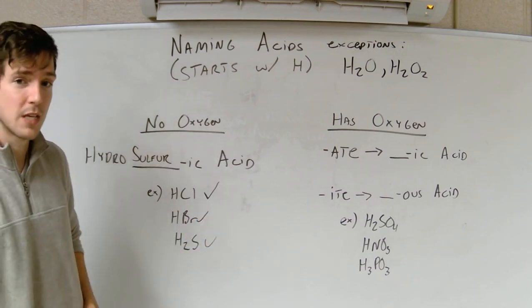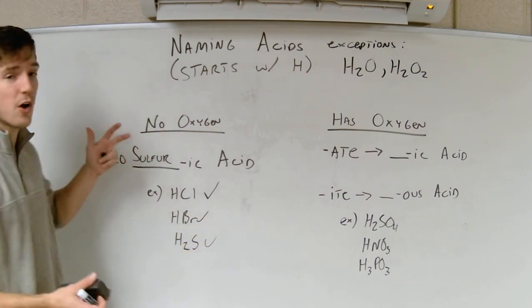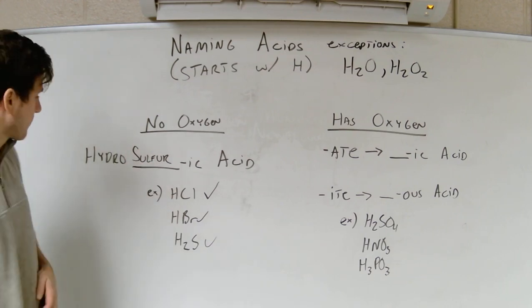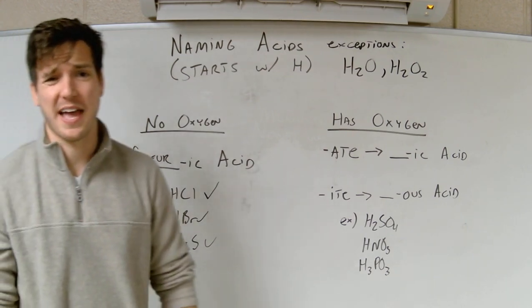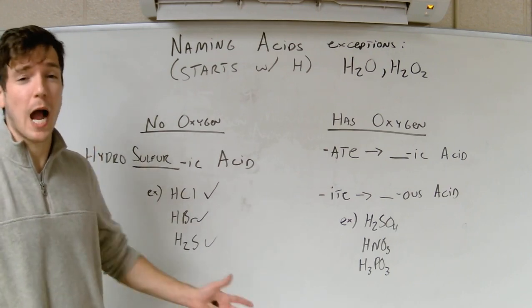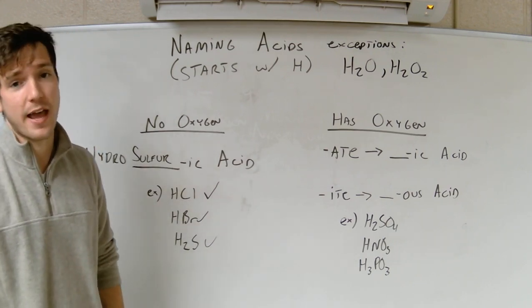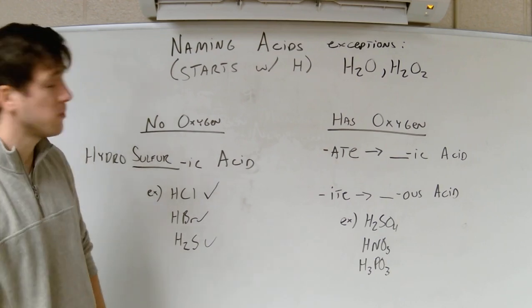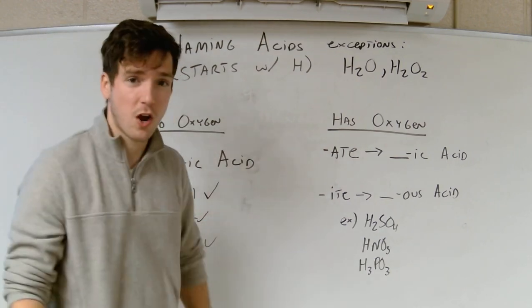Okay. So no oxygen, hydroblankic acid. HCl is your stomach acid. Kind of strong, not extremely strong. Usually the more oxygens an acid has, the stronger it is. So let's go to those guys, they are really, really strong acids.